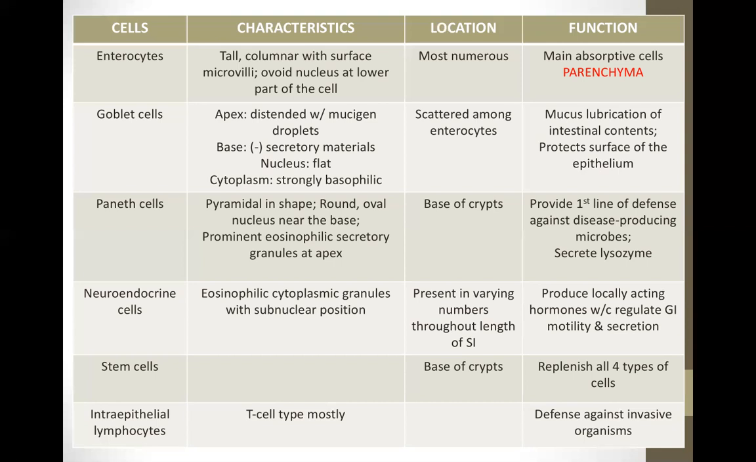Okay. What else? Neuroendocrine cells, they're only found if they're, again, silver staining or chromium staining. They produce locally acting hormones which regulate GI motility. But in the practical exam, we don't include neuroendocrine cells, stem cells, and intraepithelial lymphocytes. Just the enterocytes, the goblet cells, and the Paneth cells. Are we clear? Okay, so these are the cells of the small intestines.